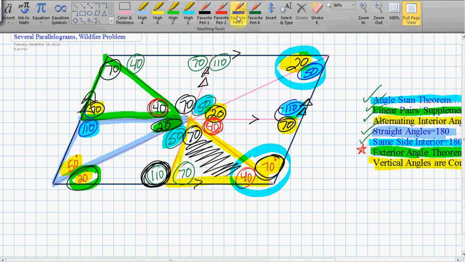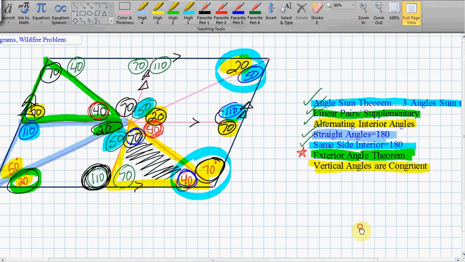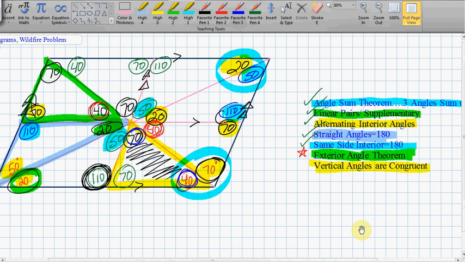And 110, the exterior angle theorem says, the sum of the two remote interior angles is going to be equal to the exterior angle. And so it takes a little bit more study, but there's tons of exterior angles in this complex picture here with assorted parallelograms. And then the last concept we touched on is vertical angles.